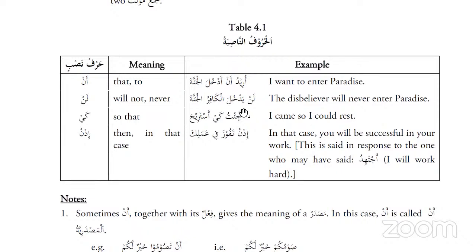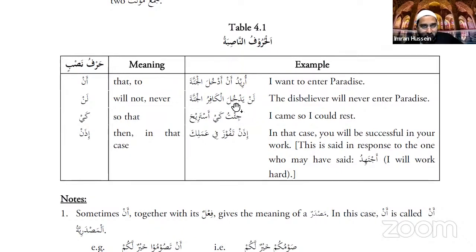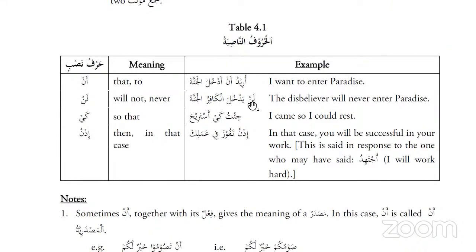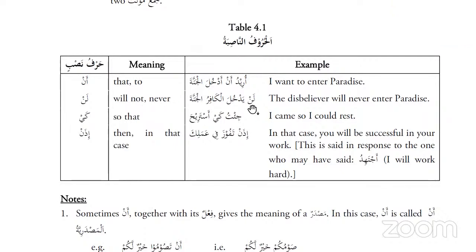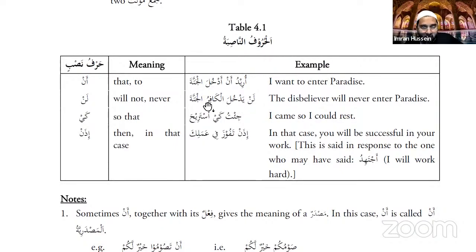Okay, now the next example, try to explain that to me if you can. First of all, I'll tell you what lan does. Lan is a particle which enters the present tense, and it changes the meaning from present to future negation: will not, never. Al-kafiru lan yadkhula al-jannata. I want you to explain the harakat of al-kafiru and al-jannata.